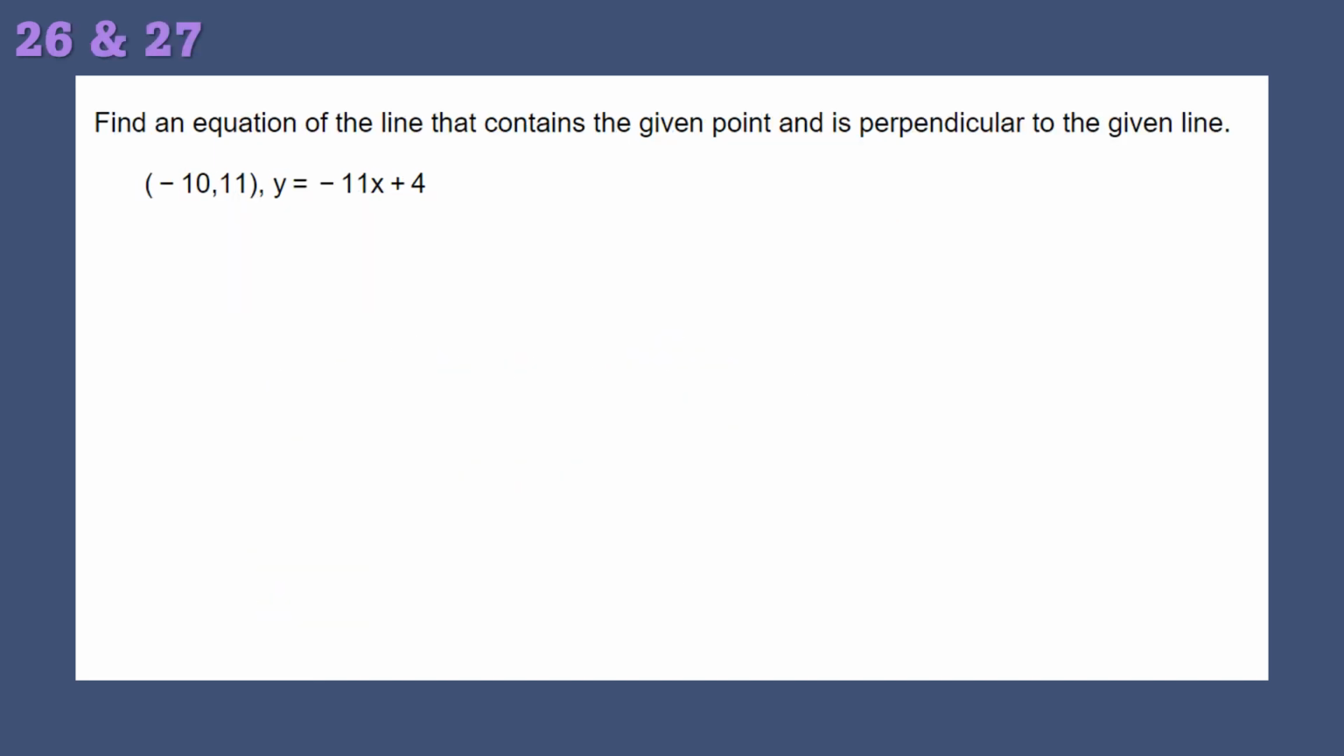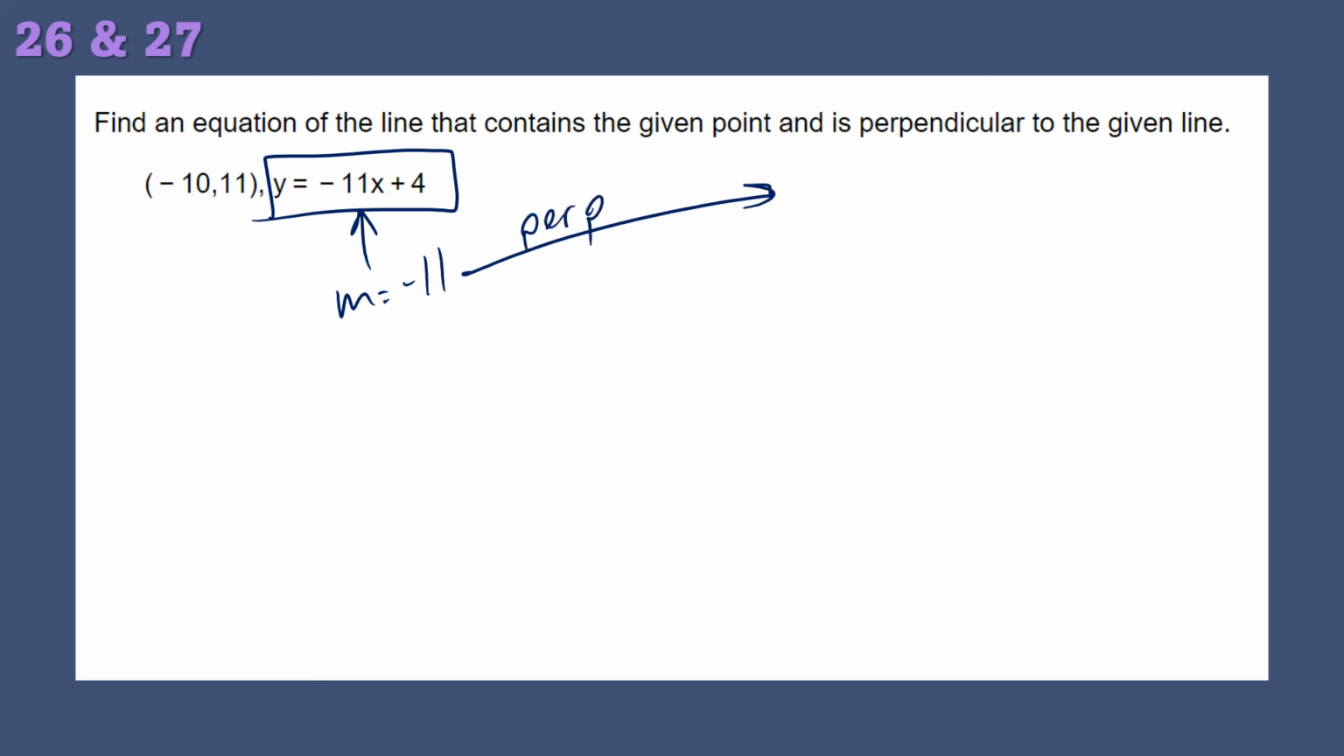Finding the equation of the line that contains the given point and is perpendicular. So first off, when we have this line, a line that's perpendicular does not have the same slope. The slope of this one is -11, but a perpendicular line has the slope of 1 over 11, okay? So a perpendicular slope has the opposite reciprocal slope, which means I want an equation like y equals mx plus b, but I want my m, because I want it to be perpendicular to that one, to be 1 over 11.